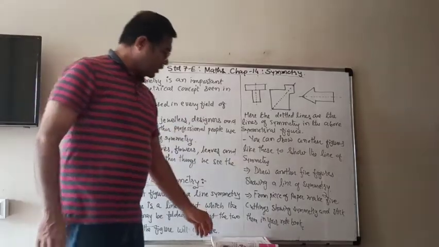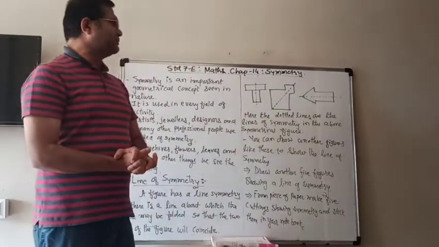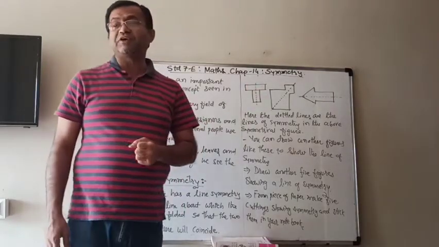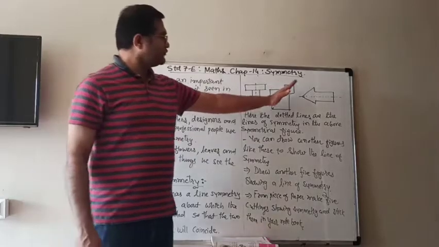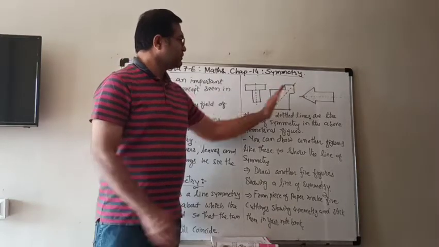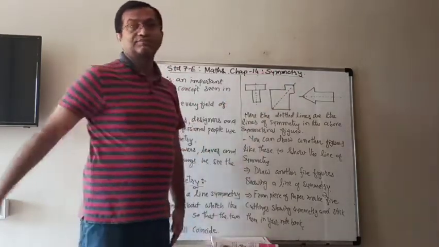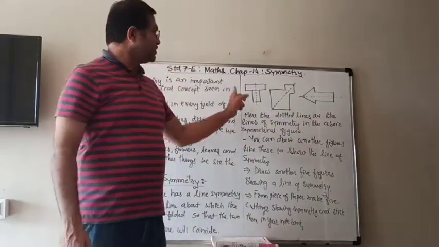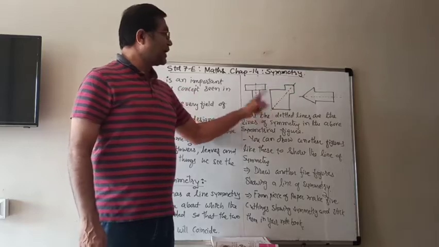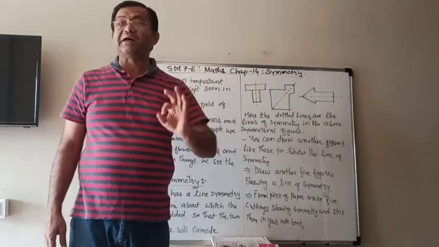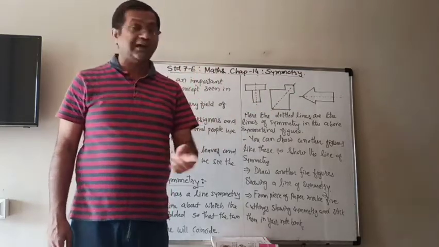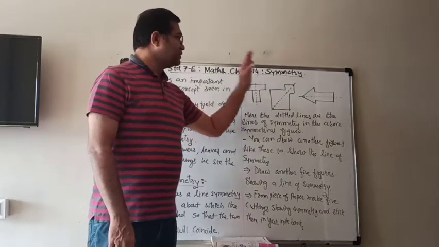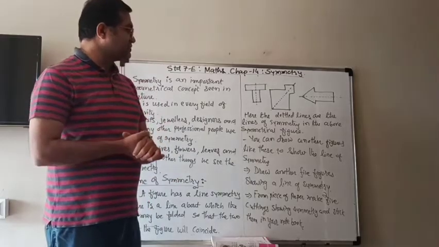So now here I tried some figures. You can see that these figures are symmetric figures. Why? Because if you fold from the dotted line, then they will coincide. If you fold from the dotted line, they will coincide. So here, these dotted lines are the symmetrical lines, lines of symmetry, right? So the lines of symmetry in these figures are represented by the dotted lines.